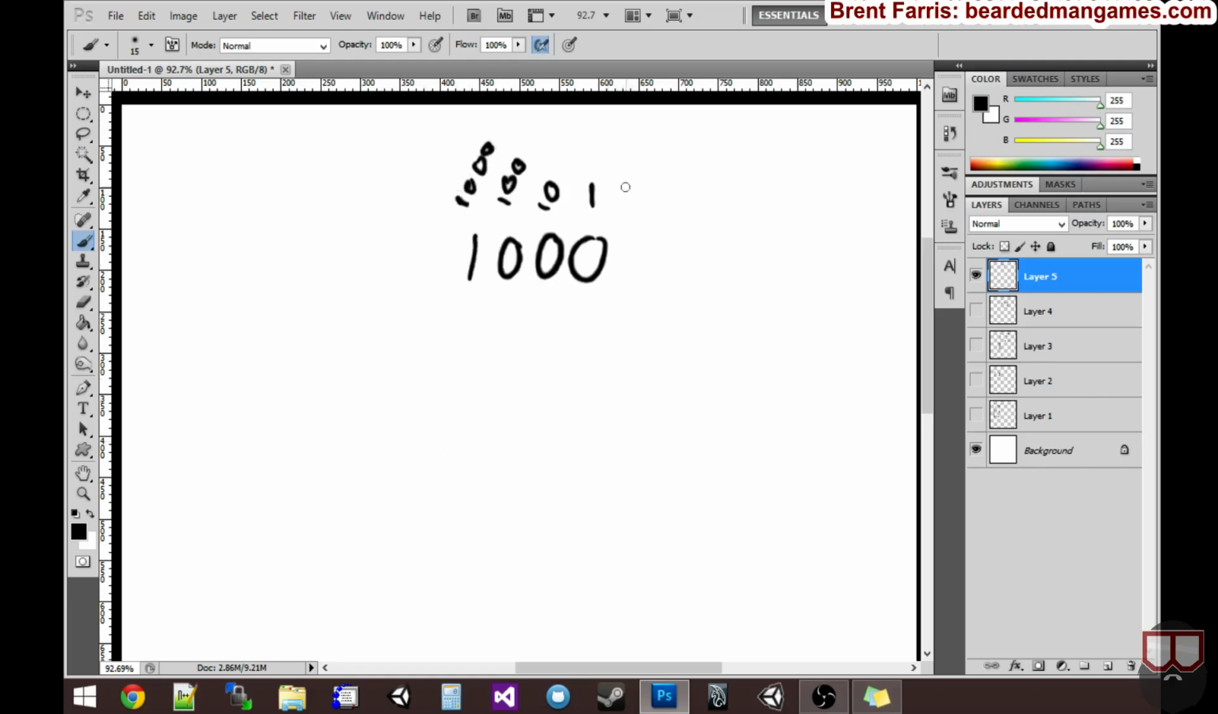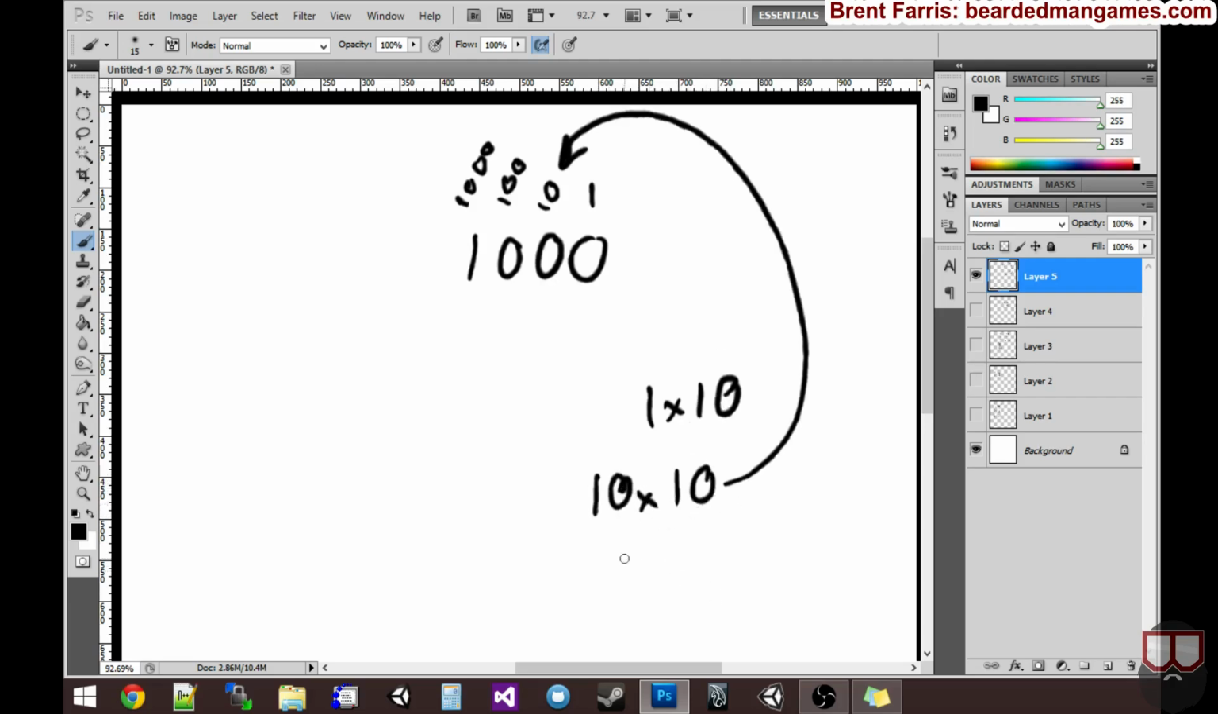Why is this the thousands place? Well, let's think about it. We always start with a ones place. This is our beginner. What is 1 times our base 10? We have 10 unique numbers, 0 through 9. 1 times 10 is what? It's 10. Well, guess what? There's 10, our next column. What is 10 times 10? It's 100. Look, that's our next column.